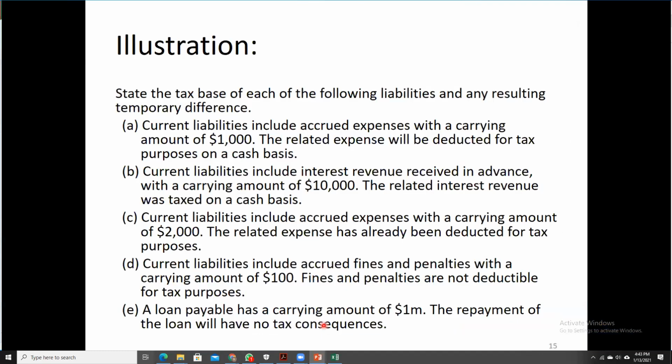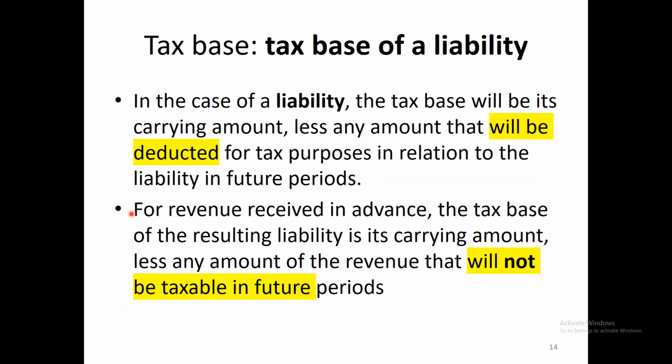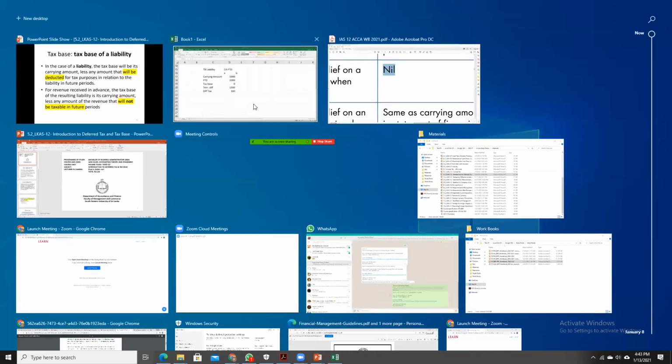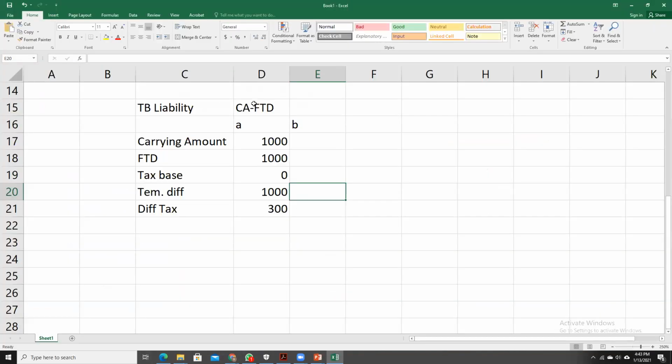Before that, you have to see here the revenue. For revenue received in advance, the tax base of the resulting liability is its carrying amount, less any amount of revenue that will not be taxable in the future. How much carrying amount? 10,000. That's good. Carrying amount 10,000.